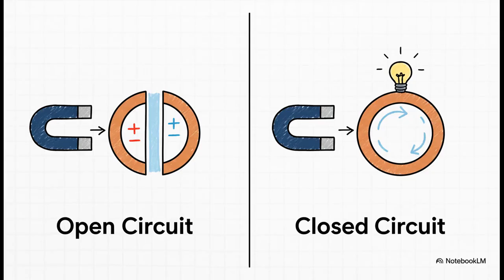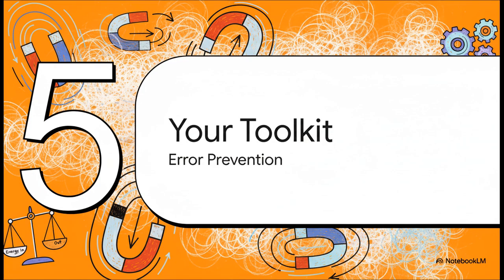So here's the golden rule. Write this down, commit it to memory. A changing magnetic flux will induce an EMF, a voltage, in any conductor, whether the circuit is open or closed. But you only get an induced current, which is the thing that creates the opposing force, if you have a complete closed circuit. Whew, we have covered a lot of ground.